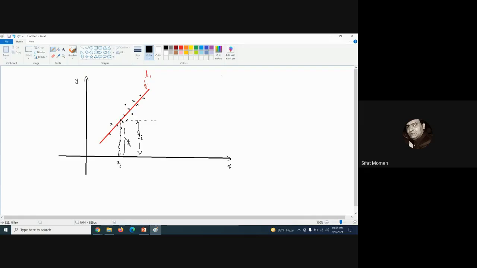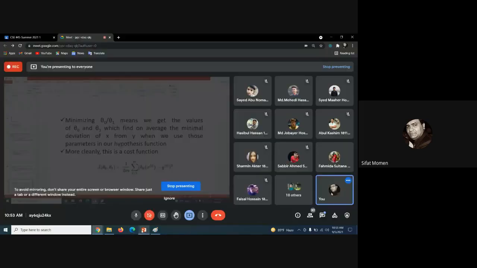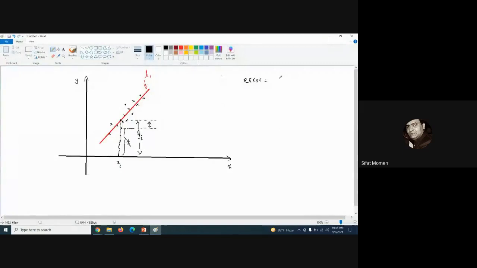So what is the error we are making here? How much is the error? This is a close prediction. So the error is this much. So can I say that the error we are making is equal to Y hat i minus Yi? Yes or no? Agreed?